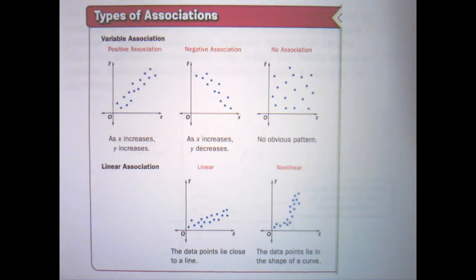Now, the next thing is we want to categorize our scatter plots into different types of associations that we can see. So the first one is what we call a variable association.